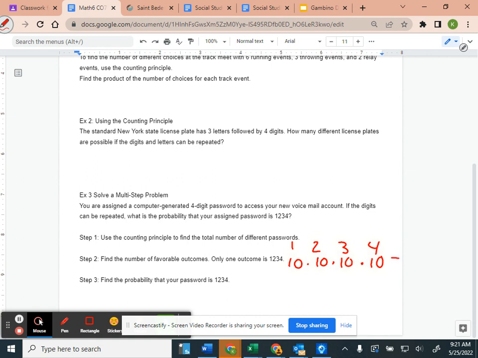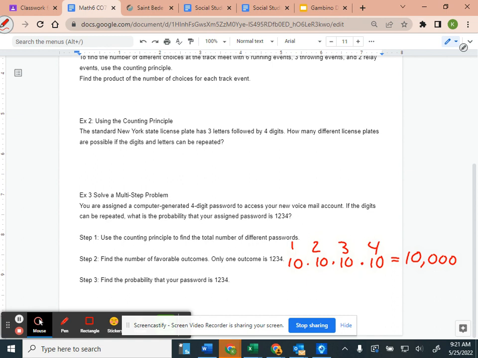How much would that be? There are 10,000 possible outcomes. Only one of them can be 1, 2, 3, 4. So how do we find the probability? You do 4 divided by.